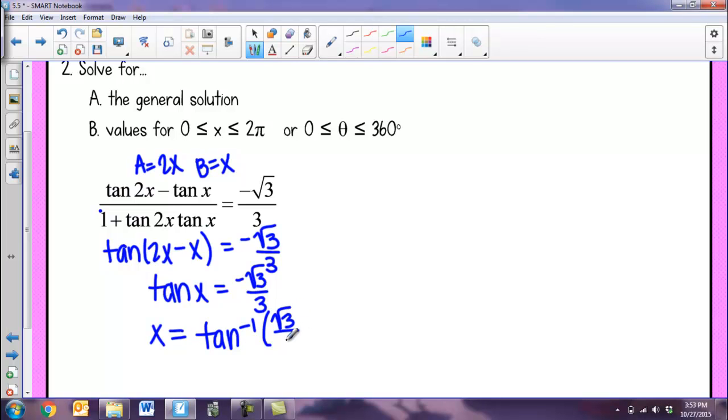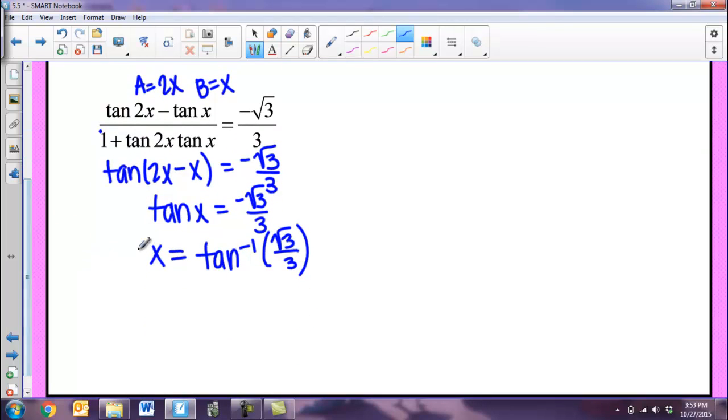Root 3 over 3. And so now I've got to think about, on my unit circle, all of the places where tangent is going to be negative. I totally lost my negative in there. So we have all students take calculus. Tangent is going to be negative over here in quadrant 2 and over here in quadrant 4.